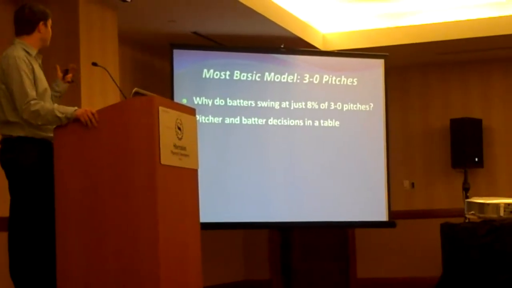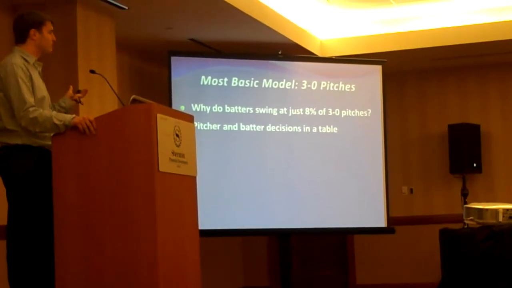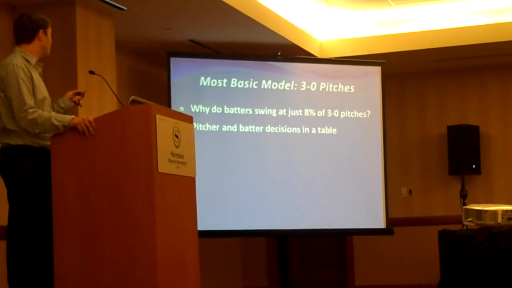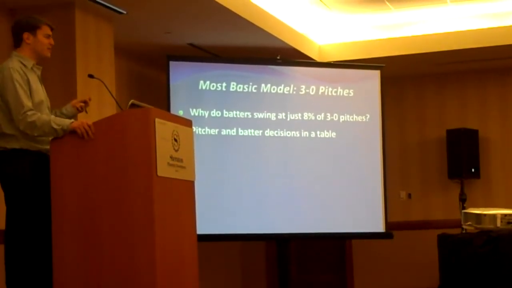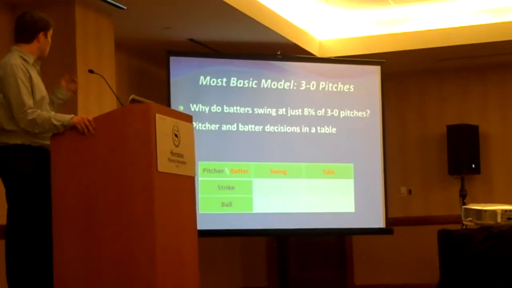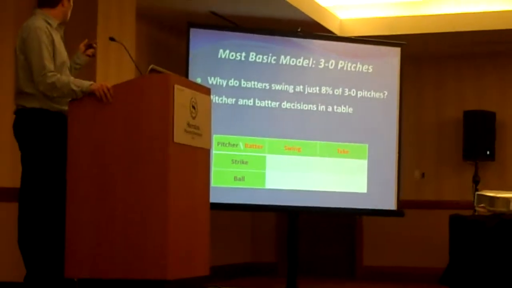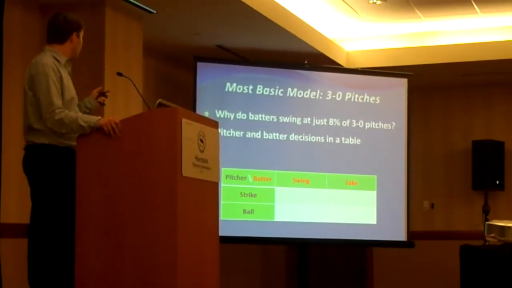So I'm going to start with a really simple example, 3-0 pitches, and ask a question that probably most people in here know the answer to, which is, why is it that batters swing at just 8% of 3-0 pitches? This example will motivate the model and allow us to think about things that are more complicated. So what we do is we put the pitcher and batters in a table, and we basically have their payoffs in the cell, which I'll fill in a minute.